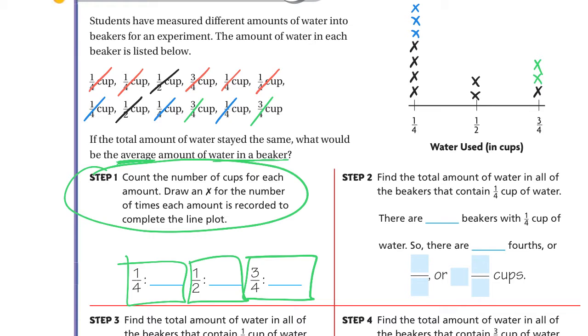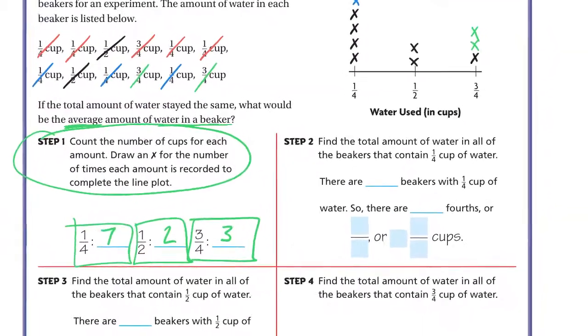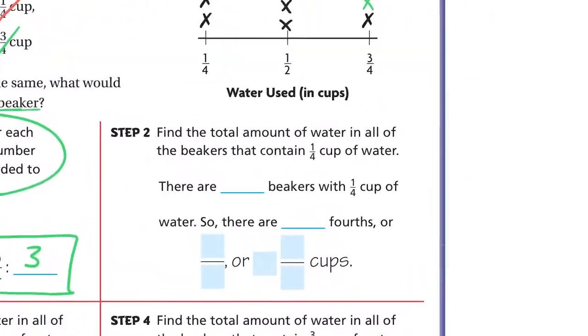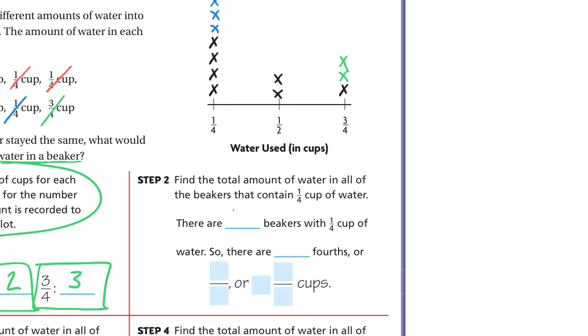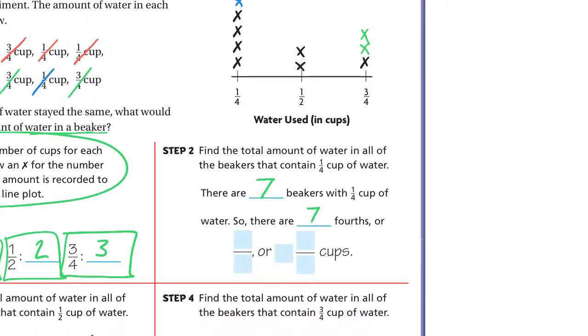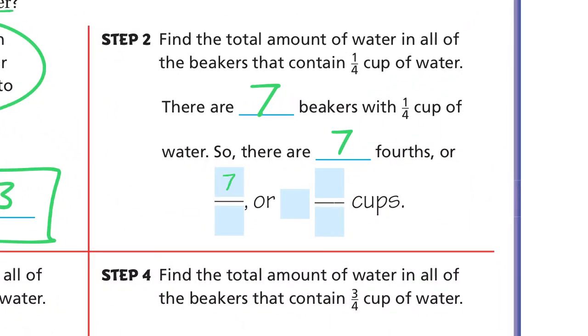Okay, so I got 7 of the quarter cups, and then 2 and 3 of the half and the 3/4 cups. Step 2 is I'm going to find the total amount of water in all of the beakers that contain 1/4 of a cup of water. So we know that there's 7 beakers with a quarter cup in total, so there are 7/4. And so we can really quickly figure that out. If I have 7/4, that's how I write that. So 7/4 is going to be 1 and 3/4 if I change it to a mixed number.